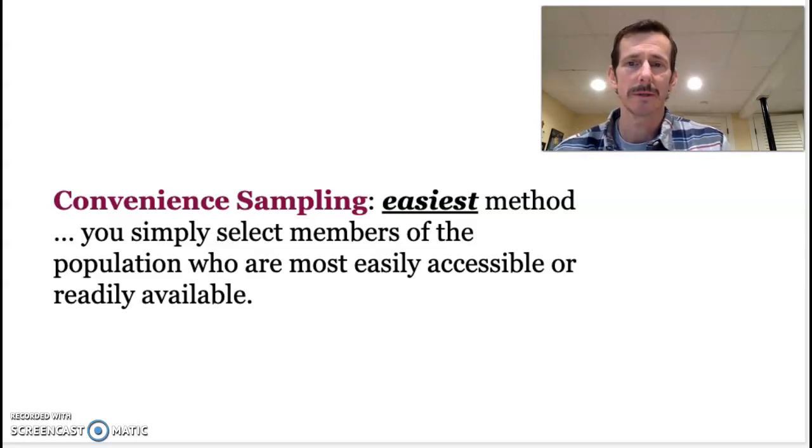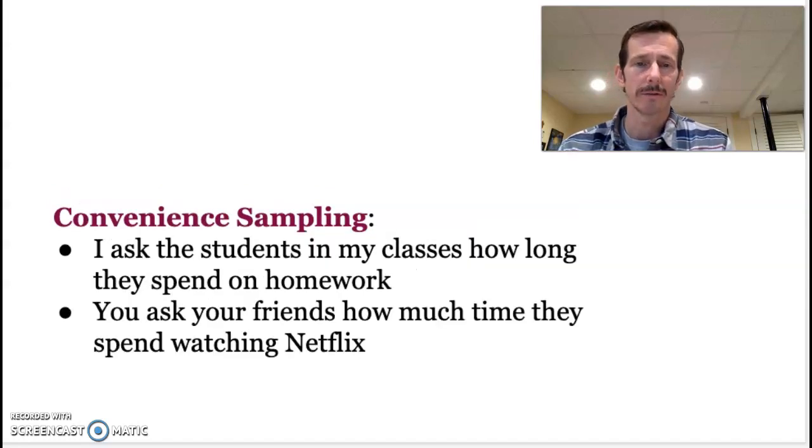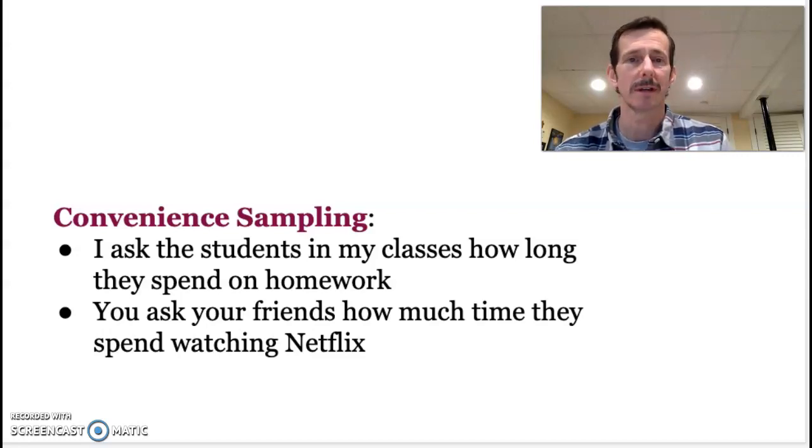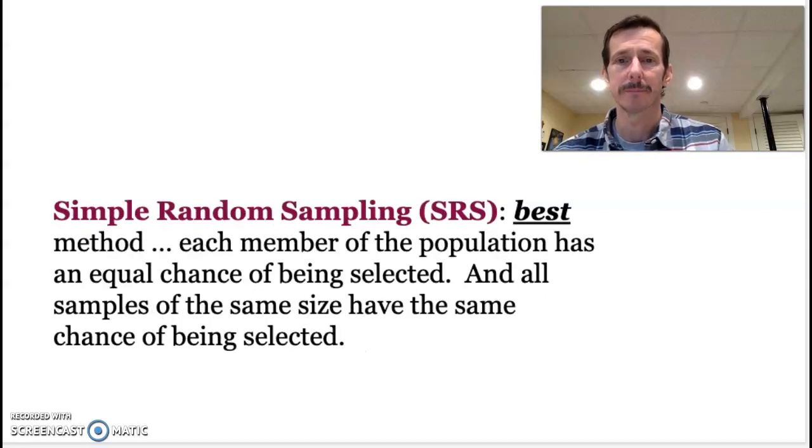So it's obviously the easiest because you just pick whoever is the most convenient. That's why it's called a convenient sample. So for example, if I were trying to get some information about students, the easiest thing for me to do would be to just ask the kids in my classes, because I see them on a regular basis, and that's the easiest one for me. For you, it would be your friends or family members, and so if you're interested in how much time people are spending on Netflix, you would just ask your friends. But is that representative of the population of all teens watching Netflix or all families watching Netflix? Not necessarily. So you have to be careful with convenient sampling. It's actually a pretty poor sampling method.